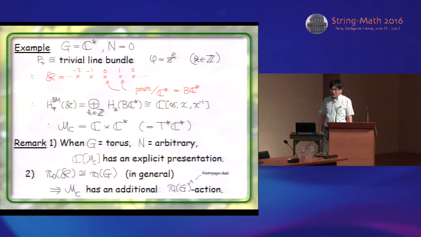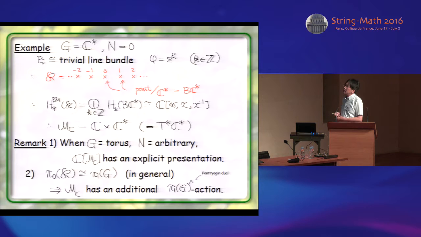So I give you a trivial example, too trivial, sorry about it. I take G to be C star and N to be just 0. So this is the simplest example. Then P1 and P2 are just trivial line bundles over the formal disk. And the isomorphism phi is given by z to the power k, where k is just an integer. So this is non-zero outside 0. So phi is the isomorphism outside the origin. So for each integer k, I have this isomorphism.